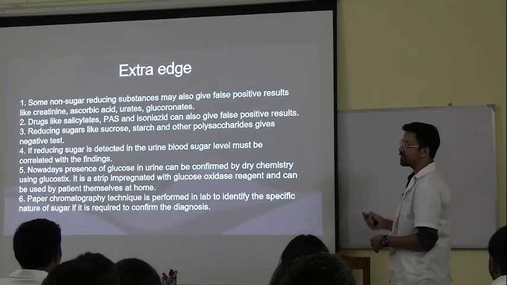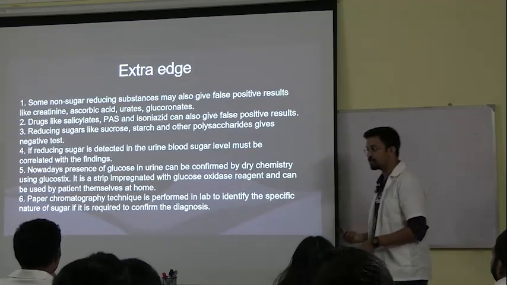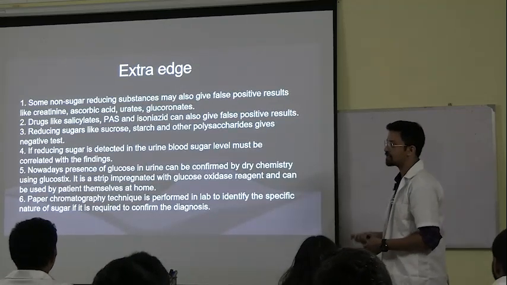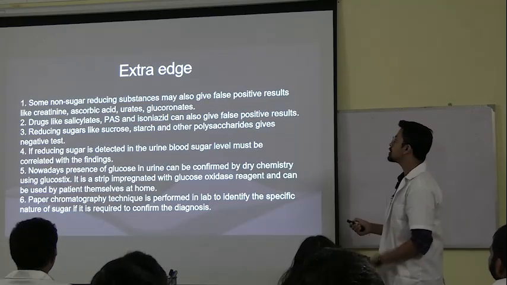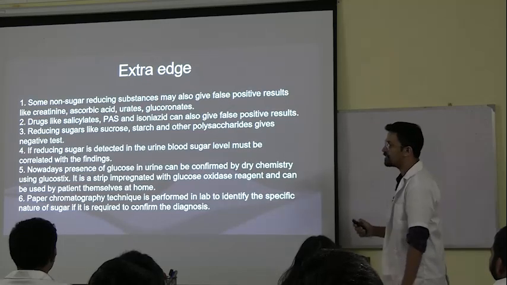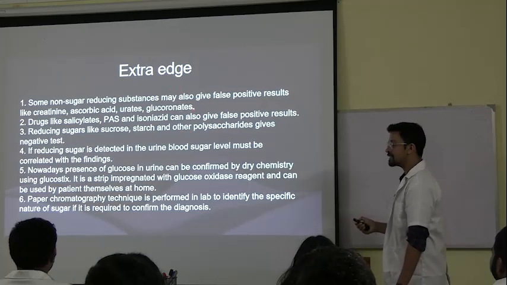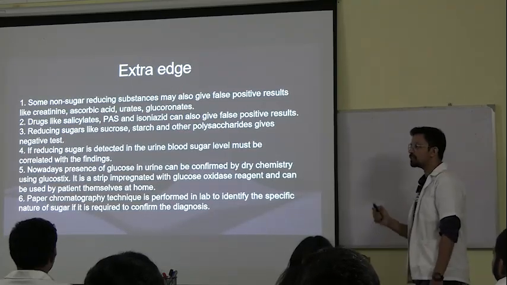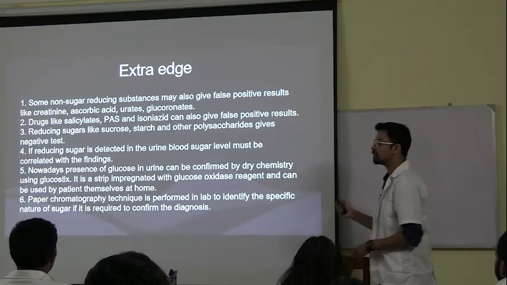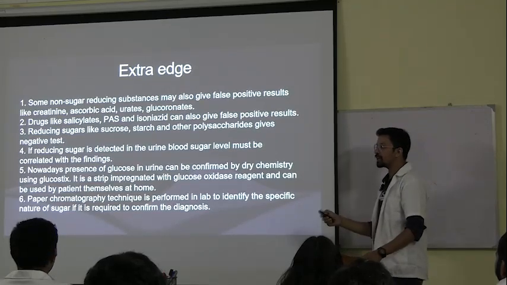Now these are some extra edges. Extra edges means these are for your knowledge. Later on it can help you in your NEET PG exam, and if somebody is doing very good in Viva, these are some exceptions per se. Fine. Now some non-sugar reducing substances may also give false positive results, like creatinine, ascorbic acid, urates and glucuronides. These are non-reducing substances, but still they can give a positive result. So this is the exception to the reducing sugar. Normally what we are doing is the Benedict test, detecting whether reducing sugar is present or not. Now these are some exceptions which are non-reducing, and they will also give the positive test. So an exception might be asked, like which are the non-reducing substances which show a positive Benedict test.